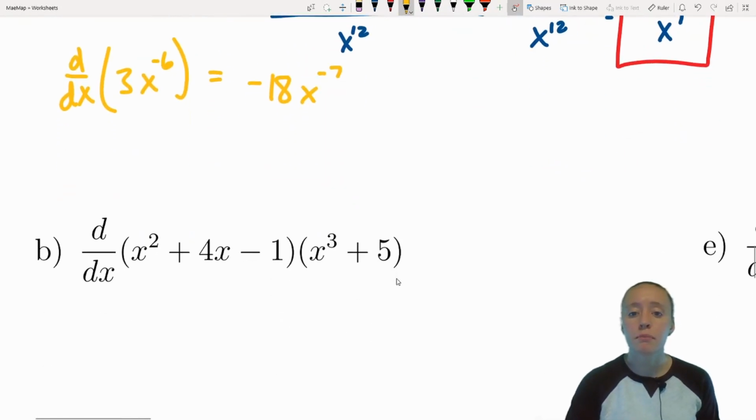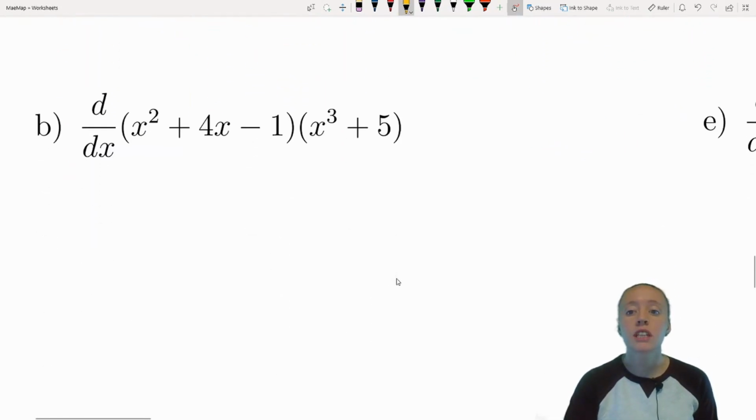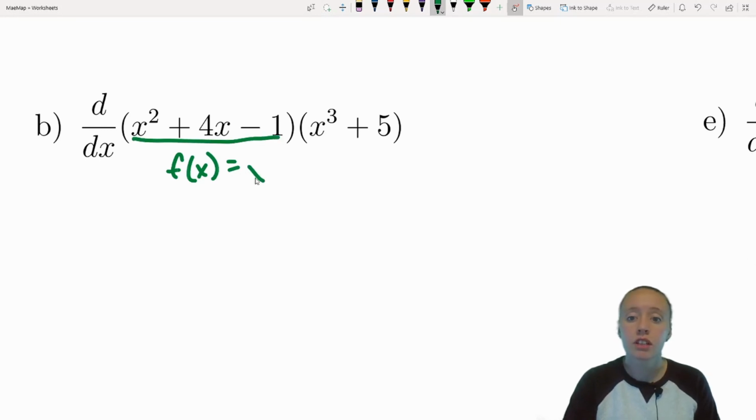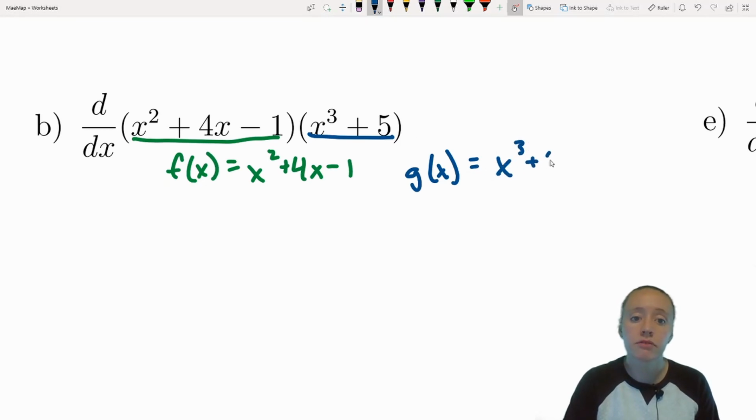Let's move on to part B. In part B, we're taking the derivative with respect to x. This is going to be a good product rule. First times the derivative of the second plus second times the derivative of the first. Doing some bookkeeping, I'm going to write f of x, which is my first function. So that's going to be x squared plus 4x minus 1. And then I'm going to write g of x, which is my second function, x cubed plus 5.